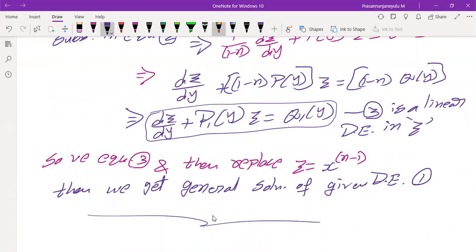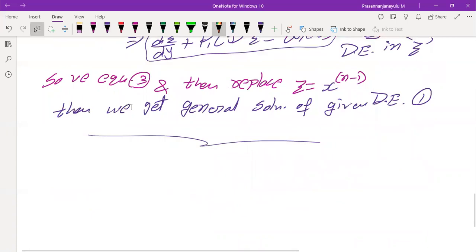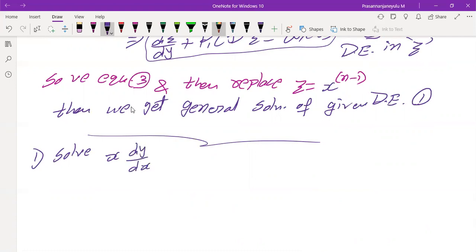Now I'll give you one problem for your practice. Solve before attending the next class. Solve x into dy by dx plus y equals x cube into y power 6. You can listen once or twice if you require, and once you understand this method, solve this problem before attending the next class.